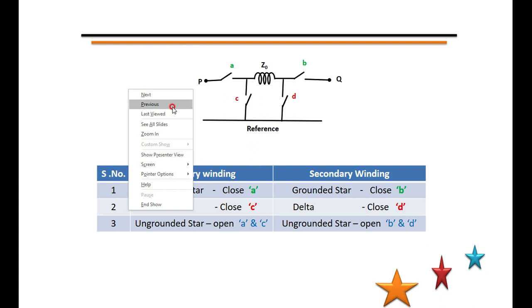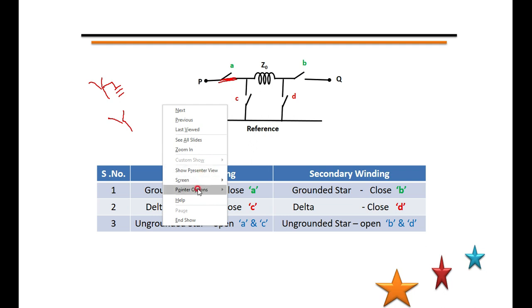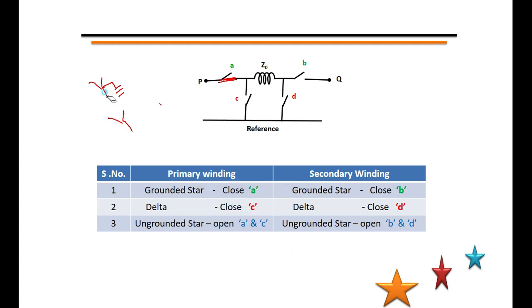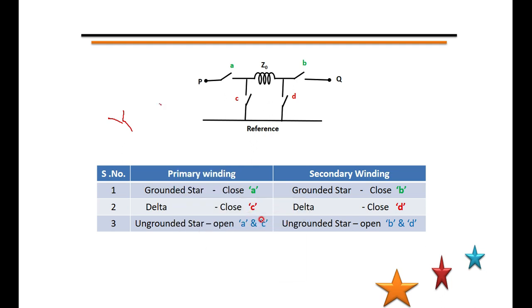I'll show you all the three configurations. If it is star connected and grounded, then you have to close the switch, that is, the primary side is done. If it is only star connected, then switch A should be open because star is meant for A. The delta in the primary side is meant for C.